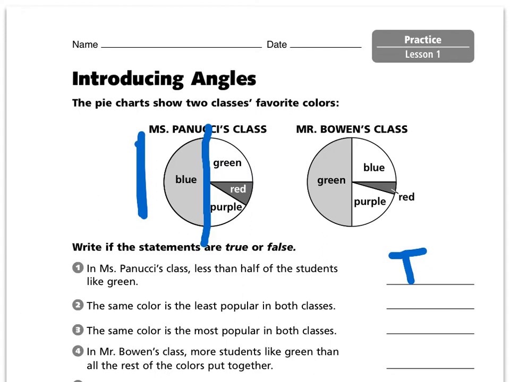Number 2, the same color is the least popular in both classes. So I need to look at both classes and determine what is the least popular. And it looks like in this one, the smallest piece of pie is red, and in this one, the smallest piece of pie is red. So the same color is the least popular. Since it's red in both classes, this would be a true statement.